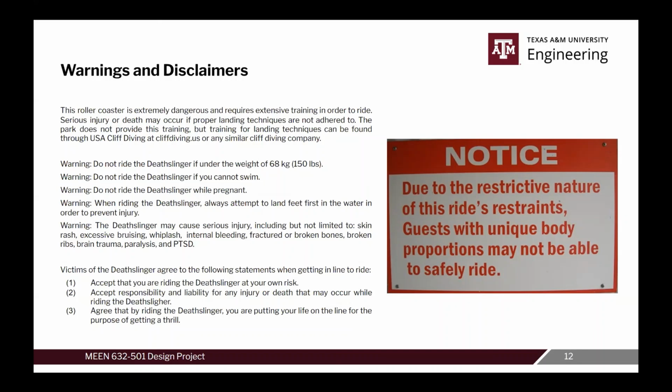Victims of DeathSlinger agree to the following statements when getting in line to ride. One, accept that you are riding the DeathSlinger at your own risk. Two, accept responsibility and liability for any injury or death that may occur while riding DeathSlinger. And three, agree that by riding the DeathSlinger, you're putting your life on the line for the purpose of getting a thrill.